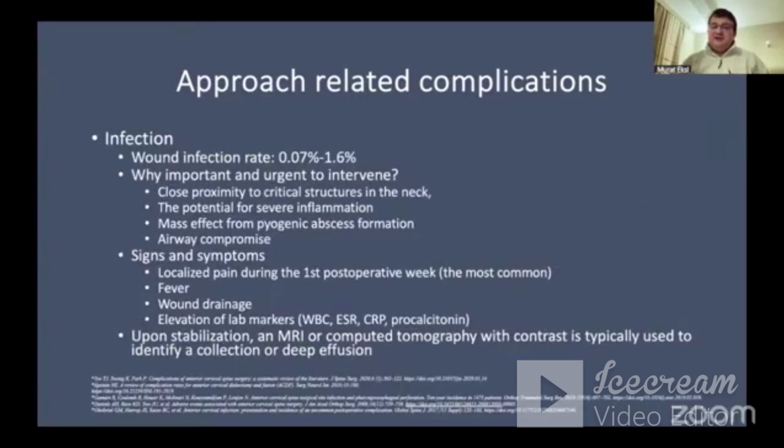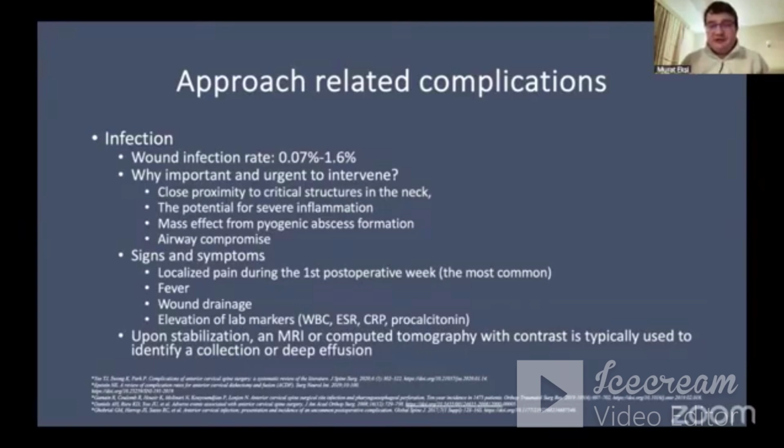Wound infection is very rare. Why? Because the vascularization of this area is very rich. But it's important if we diagnose an infection. Why? Because it's very close to critical structures in the neck, with potential for severe inflammation, mass effect from pyogenic abscess formation, and airway compromise. What are the signs and symptoms?